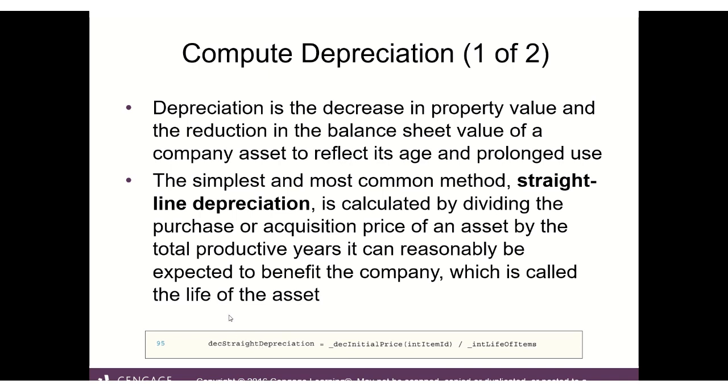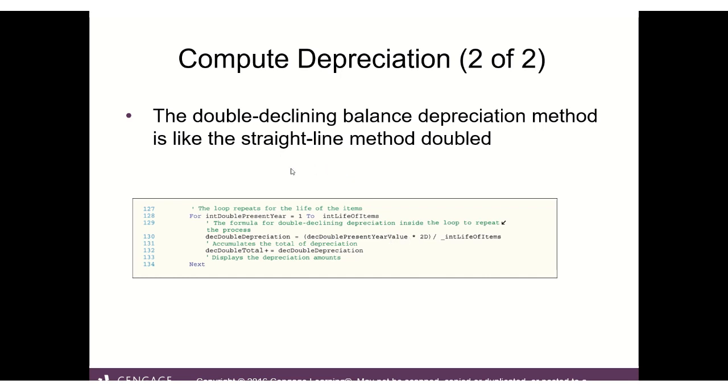So for the first year, suppose you start with $10,000, and you have a 5 year span of use. Then in the first year you lose 10,000 divided by 5, that is 2,000. So your depreciation is 2,000. At the end of the first year, your depreciation becomes 2,000. At the end of the second year, it will become 4,000, and so on. That way you compute the depreciation. The double declining balance depreciation method is like the straight line method doubled. So your rate is doubled. That is reflected here in line number 130, where you take the present year value times 2 divided by the life of the item. So basically your depreciation will be faster.